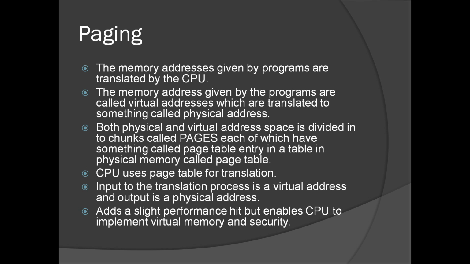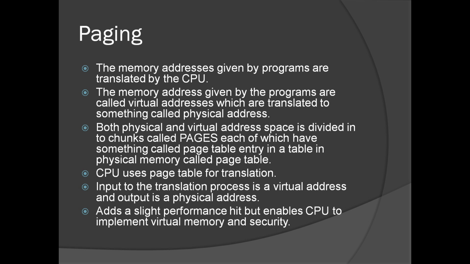Because the memory address given by the programs are translated by the CPU. Translated to what? The memory addresses given by the programs are called virtual addresses, which are translated to something called physical address. Both physical and virtual address spaces are divided into chunks called pages, each of which has something called a page table entry in a table in physical memory called the page table.